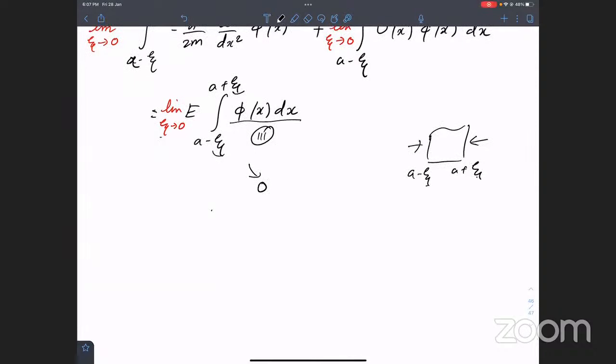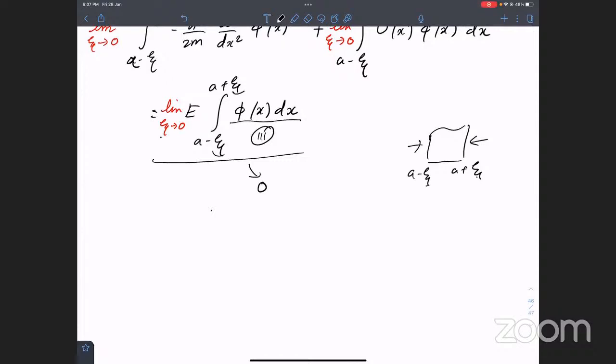Except under one condition. What condition is that? When will this integral not go to 0? When will this limit not be 0? Anybody? I'm integrating a function from a minus zeta to a plus zeta, and I'm letting zeta go to 0. Clearly any normal function you can think about will go to 0. You can do integration of x dx from 4 to 4. What is it? 0.